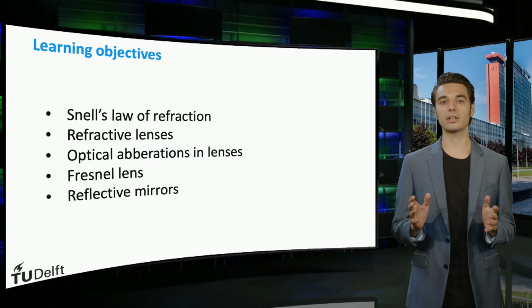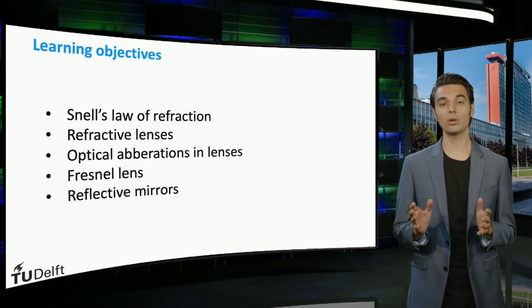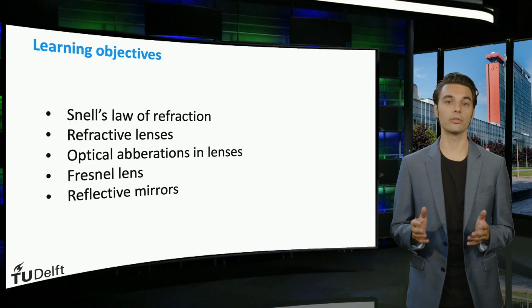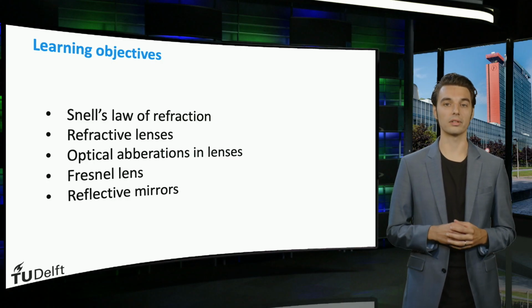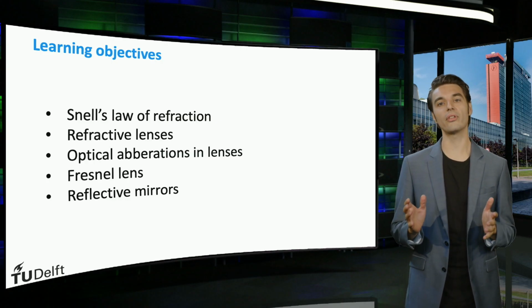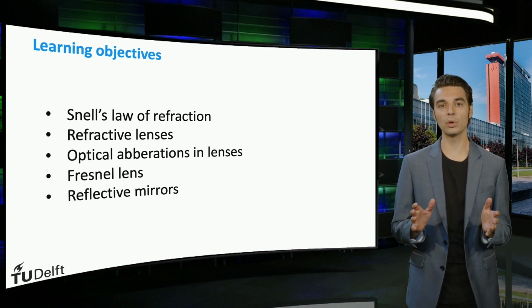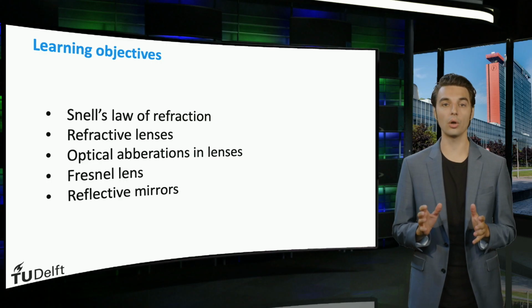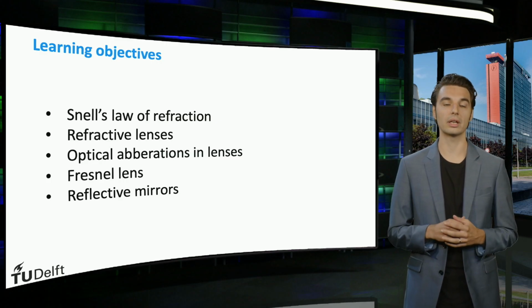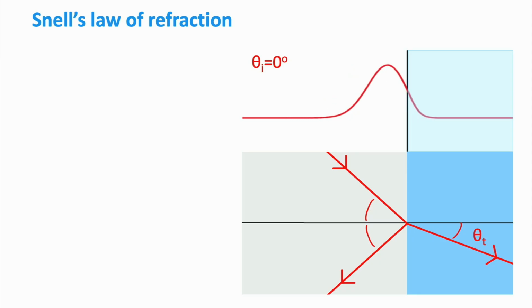The learning objectives for this video are to recap Snell's law of refraction that was introduced in the first course of this solar energy program. We will then look at some refractive lenses and the Fresnel lens in particular. Finally, we will look at some reflective mirrors that can also be used for concentrated photovoltaic applications. Let's first look at Snell's law of refraction.